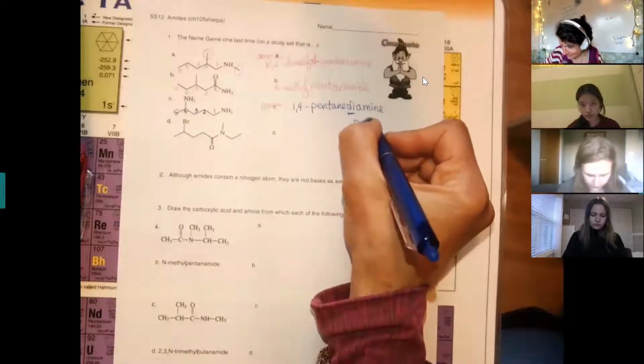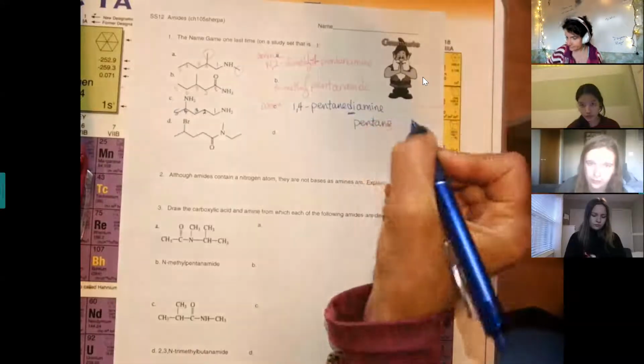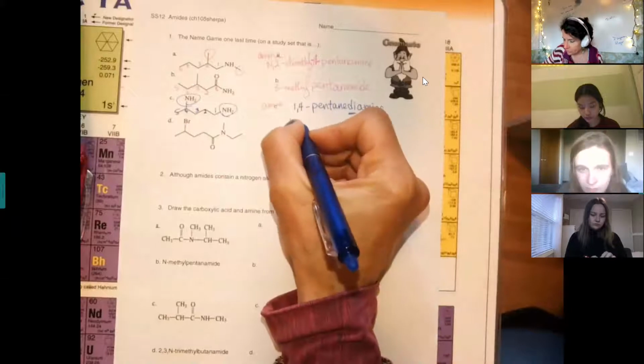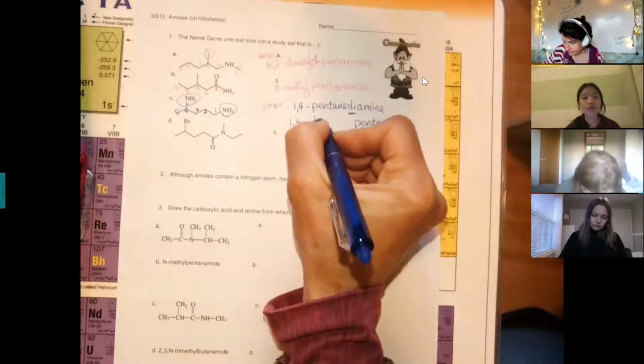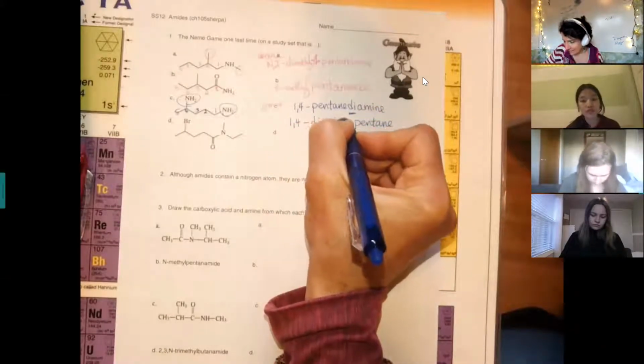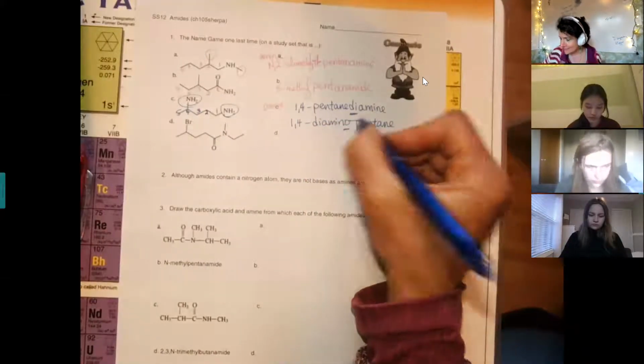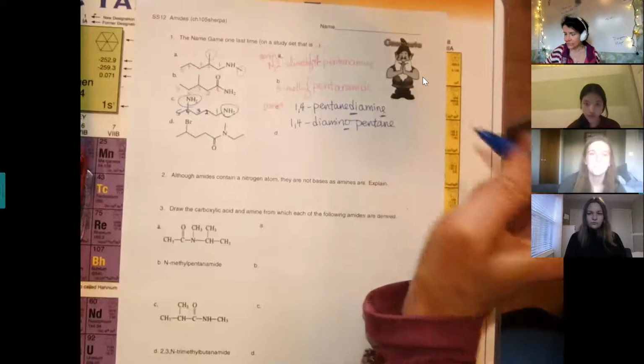You could have also just named it as a pentane, and then said the NH2s are side groups. And so then they would be a 1,4-diamino. When it's a side group, we end it with O, like amino acids, because then they're a side group. If it's the main part, you end it as the amine with the E. So either name works, and the first name is probably the IUPAC name.